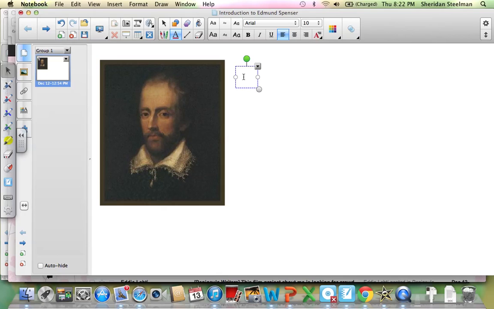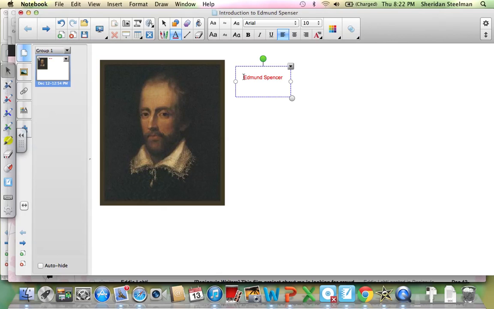So let's begin. This is about Edmund Spenser, who was a Renaissance poet. He was born in 1552 and he died in 1599. And what I'm going to do is just spell his name for you so you know how to do that. And I'm just going to give you a little bit of information about him.